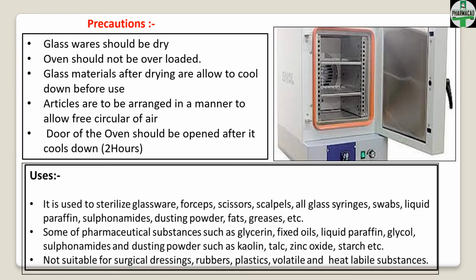The precautions you need to take. So first, the glassware should be dry. You have to keep dry glasswares. The oven should not be overloaded. If it is overloaded, then there won't be even distribution of heat and the sterilization process won't be achieved completely. So glass materials after drying are allowed to cool down before use. Articles are to be arranged in a manner to allow free circulation of air. This is very important to achieve 100% sterilization.